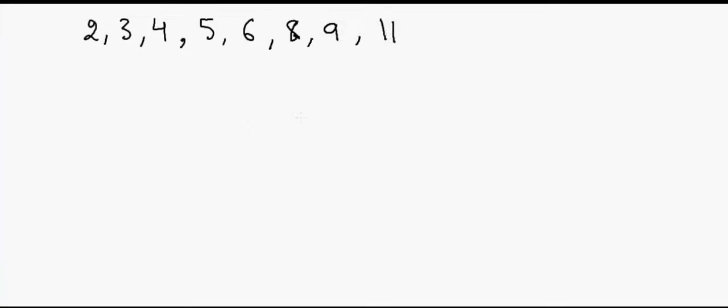Hi everyone, in this video we'll talk about another metric which can be used for faster calculation. Suppose we have a large number and we want to find out whether this number will be evenly divisible by either 2, 3, 4, 5, 6, 8, 9 or 11. So how will we find that? Let me begin with an example.